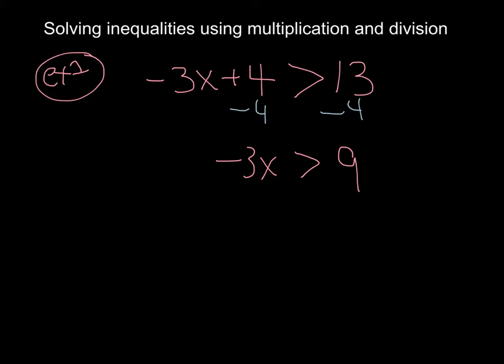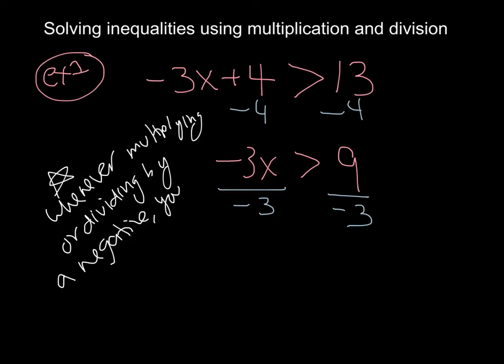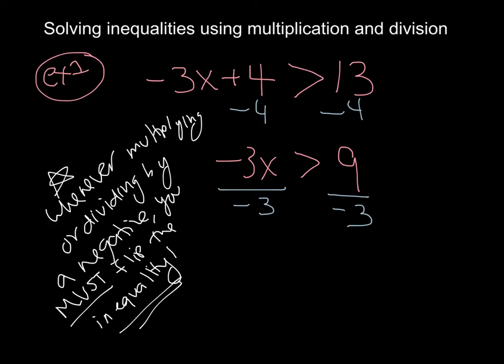Okay, now to solve for 1x, I'm going to divide both sides by negative 3. Here is the key part that you need to remember and write down. Whenever multiplying or dividing by a negative, so that's what we're doing right now, you must flip the inequality. And I will prove this to you in class.